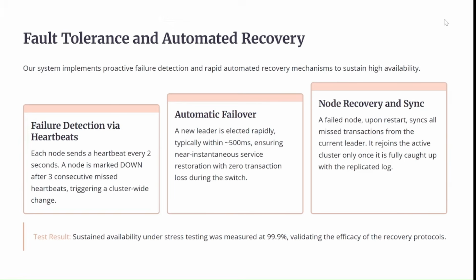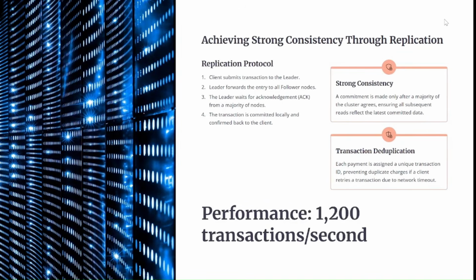Thank you, Shadi. This is my part: how we keep data safe and consistent. Hello everyone. Let's talk about how our payment system works. We have a main server called the leader. When you make a payment, the leader sends that information to all other servers called followers. The leader waits until most of the followers say, "Okay, we got it." Only then does it finalize the payment and tell you it was successful. This is called strong consistency.